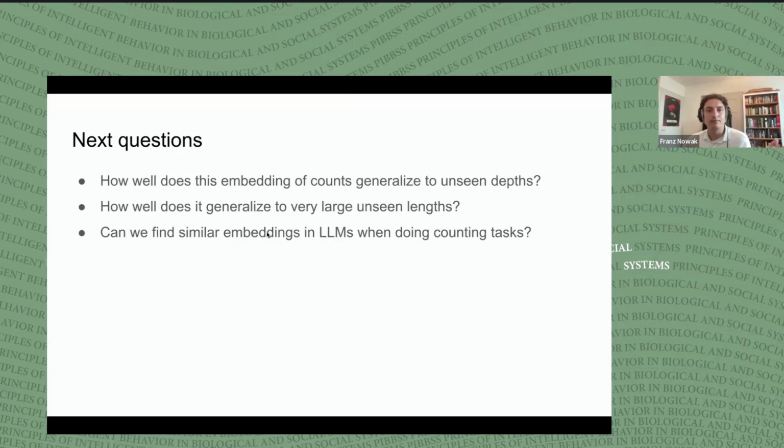And finally, the last question is, can we find embeddings that look like this, but in large language models that were trained on language data? So the idea here is that if we take an LLM trained on billions of tokens and we give it a task, maybe through in-context learning, that is parenthesis matching or a similar counting task, and we look at the activations, will we find that it orders them in the same way along a line? So these are the next steps in this project. But for now, these are the results for our toy model.